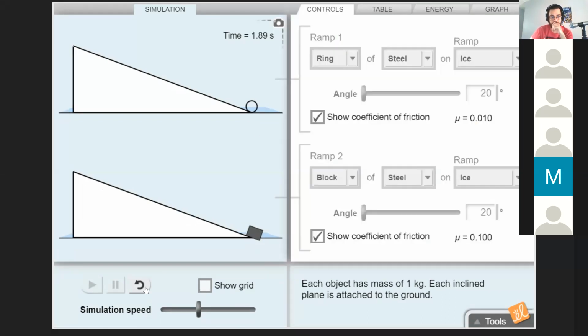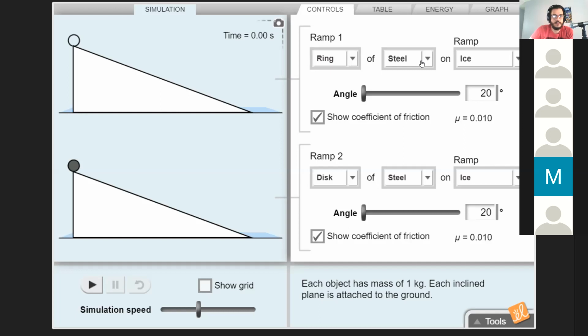Let's go back to the controls. And let's replace our block with a solid disk. Now this should be a little bit more fair, don't you think? We've got the same coefficient of friction because they're both rolling. We have the same material. We have the same ramp. We have the same shape. We have the same mass. The only difference is that this one is 1 kilogram and it is solid all the way through, whereas this one is a hoop or ring. So all of the mass is on the outside.